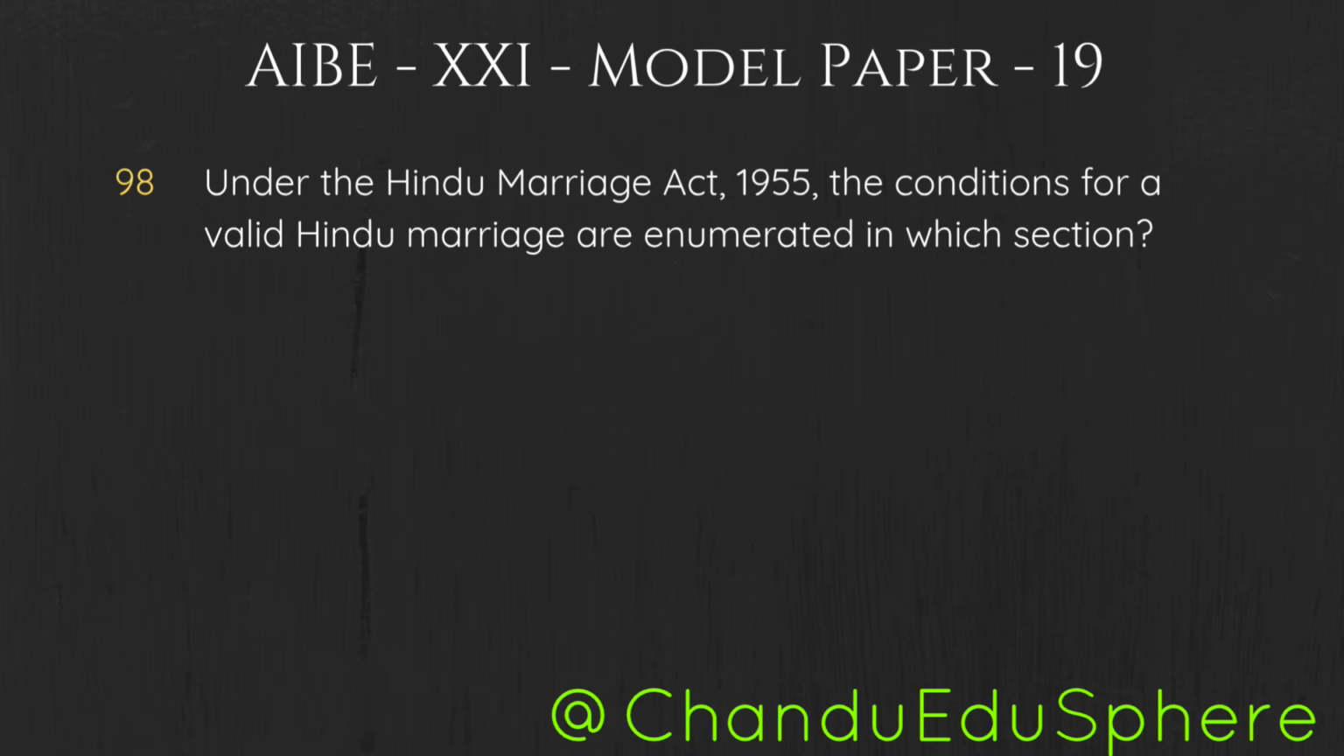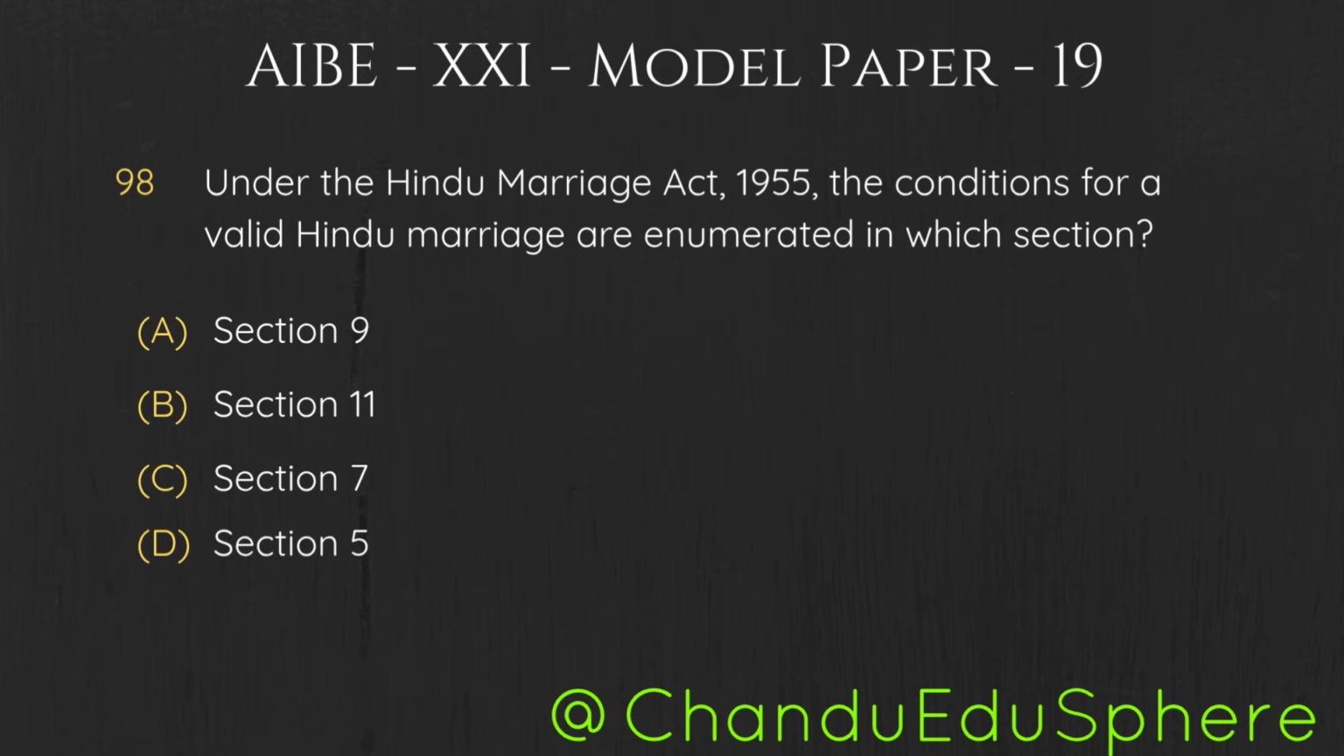Under the Hindu Marriage Act 1955, the conditions for a valid Hindu marriage are enumerated in which section? Section 5 of the Hindu Marriage Act 1955 enumerates the conditions for a valid Hindu marriage. They are monogamy, soundness of mind, prescribed minimum ages, and absence of prohibited or sapinda relationships.